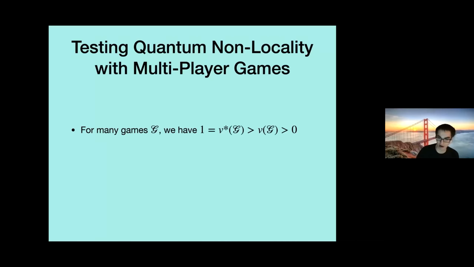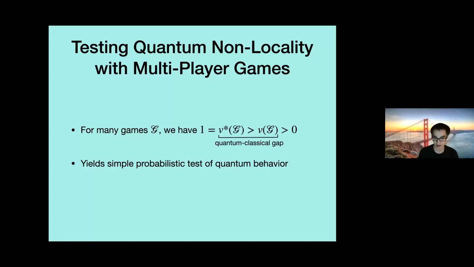So it turns out that there are a lot of multiplayer games where quantum strategies can play the game perfectly. They win with probability 1, but classical strategies can be somewhat worse. It's a really simple test. It's a probabilistic test with some errors but it gives a way to test that players are actually behaving according to the laws of quantum mechanics.